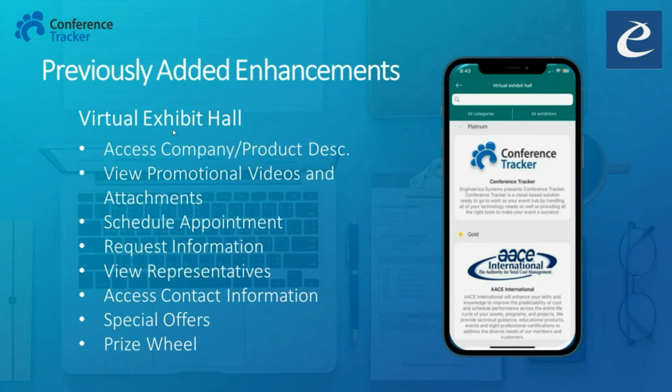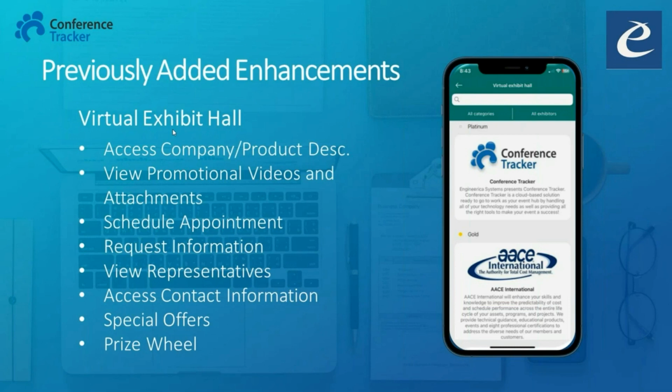But also your in-person attendees, maybe they didn't get a chance to go see every exhibitor in the exhibit hall, or maybe someone was missing and they want to look at the information again through the attendee app or attendee web portal. This enables your attendees to access company and product descriptions through the attendee app and the attendee web portal, as well as view promotional videos and attachments, and schedule appointments with the exhibitors.